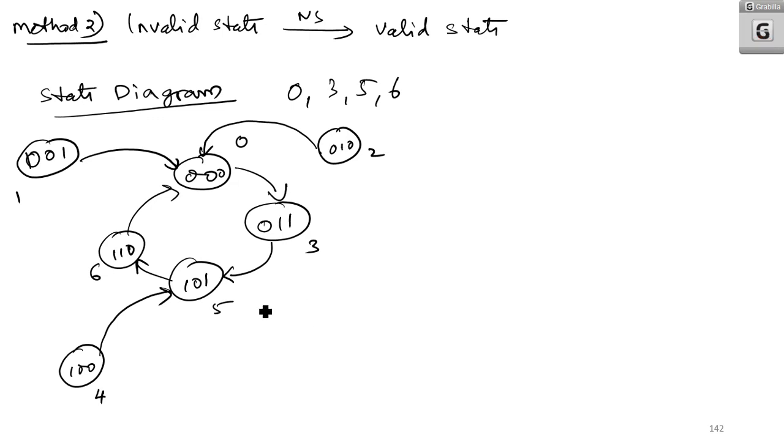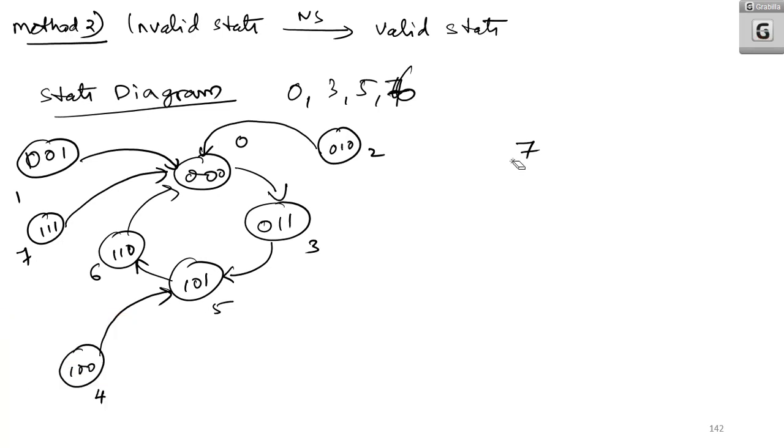Now 7 is also an invalid state. 7 is 1, 1, 1. If 7 is an invalid state, where can it go? It can go to 0, or to 5, or to 3, or to 6. But for easiness, I am making it go to 0. Okay. So, based on this state diagram, I am going to draw the excitation table.